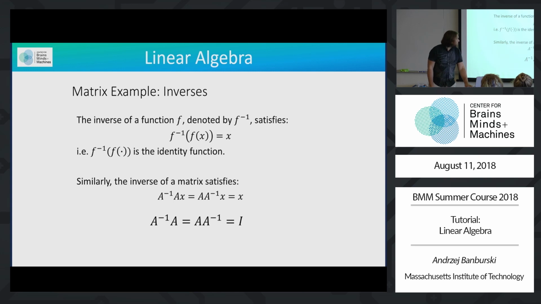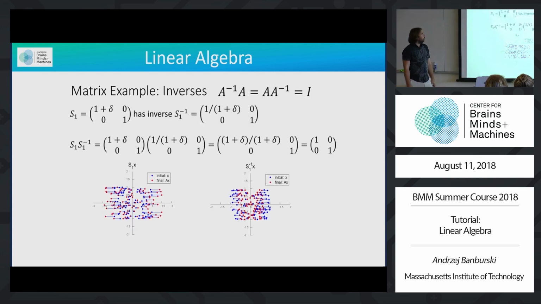So some examples. Say that we have a matrix which was this one. This was the stretching matrix. Then the inverse of that is just 1 over 1 plus delta. And you can easily verify this by multiplying this matrix for yourself, which is done here. And you just get back the identity matrix. Obviously, these are opposite operations in some way.